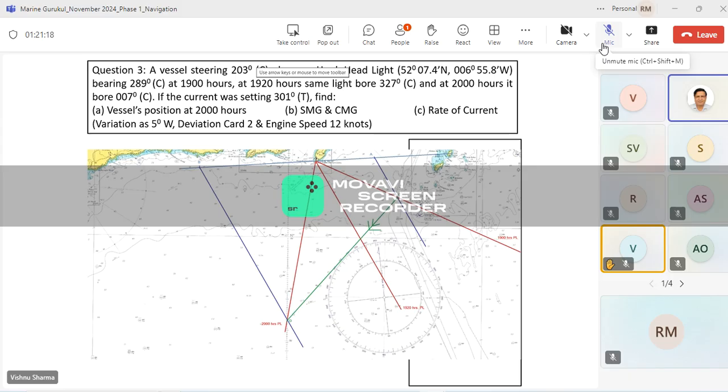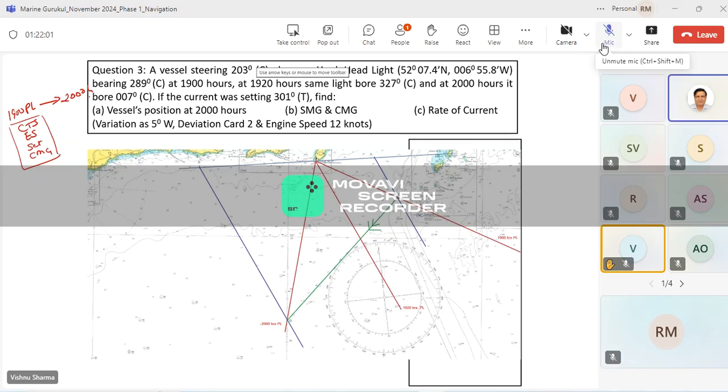Now I have to use running fix. So what will I do? I will transfer the 1900 RPL to 2000 hours. What do I have? I have CTS. I have set, engine speed. I have set, and now I have CMG. Since I have 4 elements now, I can complete the triangle. What are we transferring? We are transferring a PL. How did we learn to transfer a PL? We can take any point on the PL. Am I right, guys? Yes or no?